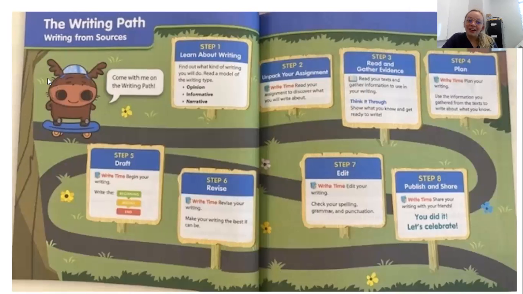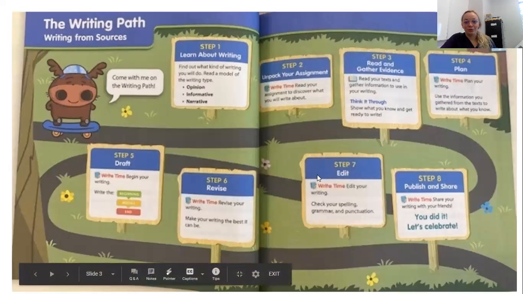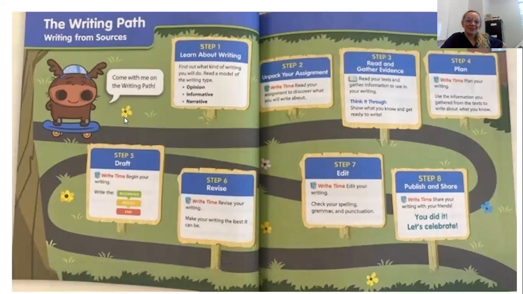And here we have our friend Herschel on the writing path. I know this picture is a little bit blurry, but I think it's better than the document camera because we can see the whole thing and I'm not having to shuffle it around. So let's wave to our friend Herschel. And he says, come with me on the writing path.